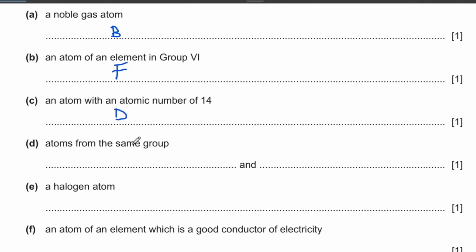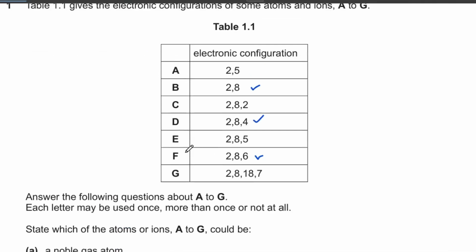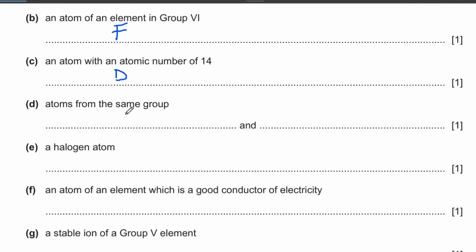Next, atoms from the same group. Now, number of electrons in the outer shell determines the group. So we're looking for atoms that have the same number of electrons in their outer shell. So if you look at this, we have A and E having 5 electrons in the outer shell. So that means A and E are in the same group, which is group 5. So therefore, our answer is A and E.